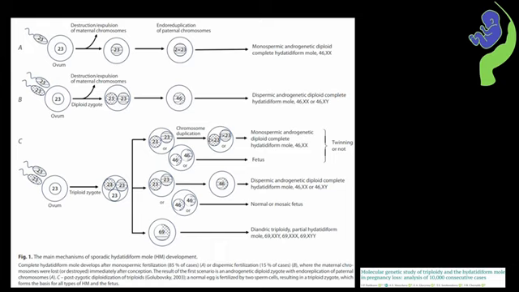In the second pathway, a normal ovum is fertilized by two sperm. Again, if the maternal chromosomes are destroyed or expelled, the resulting zygote becomes diploid, but it is entirely androgenetic in origin. This gives rise to dispermic androgenetic diploid complete mole with either 46XX or 46XY karyotype.